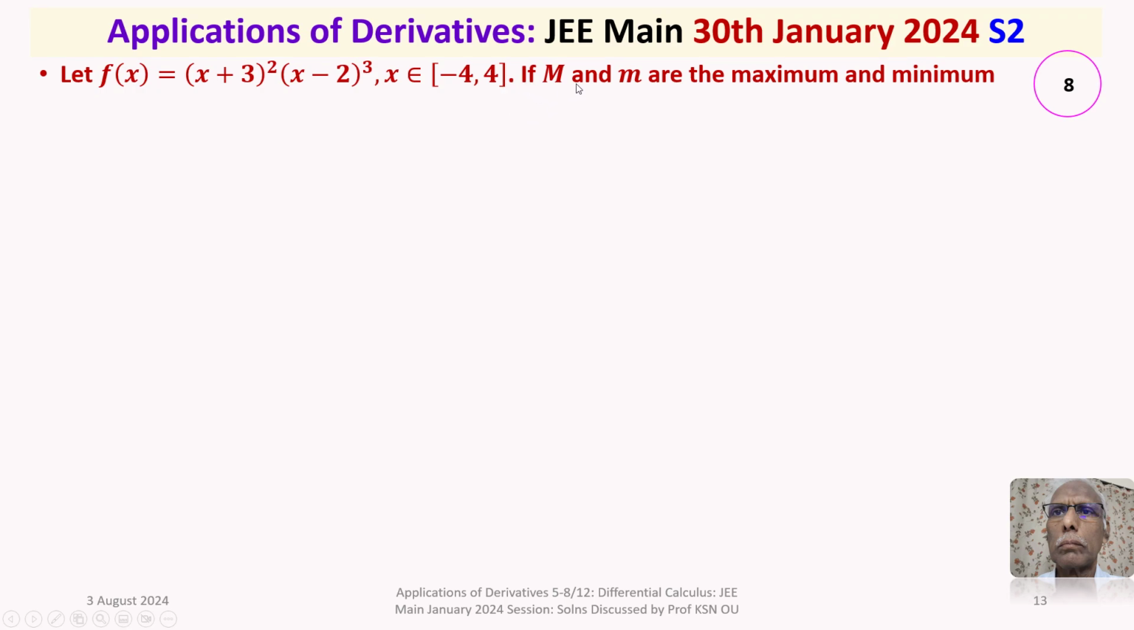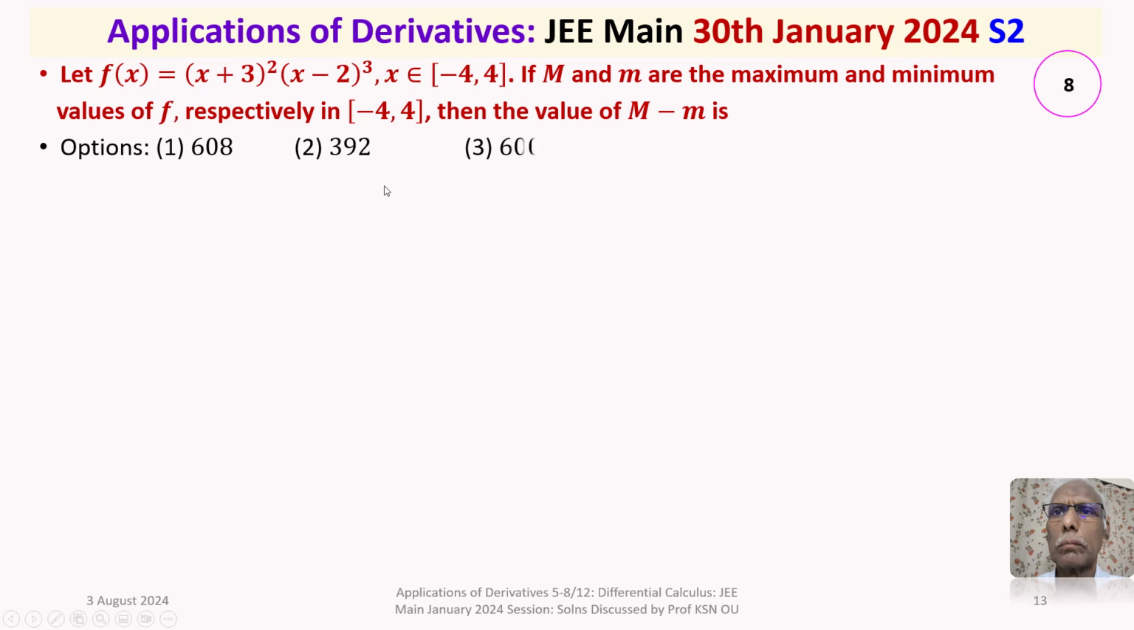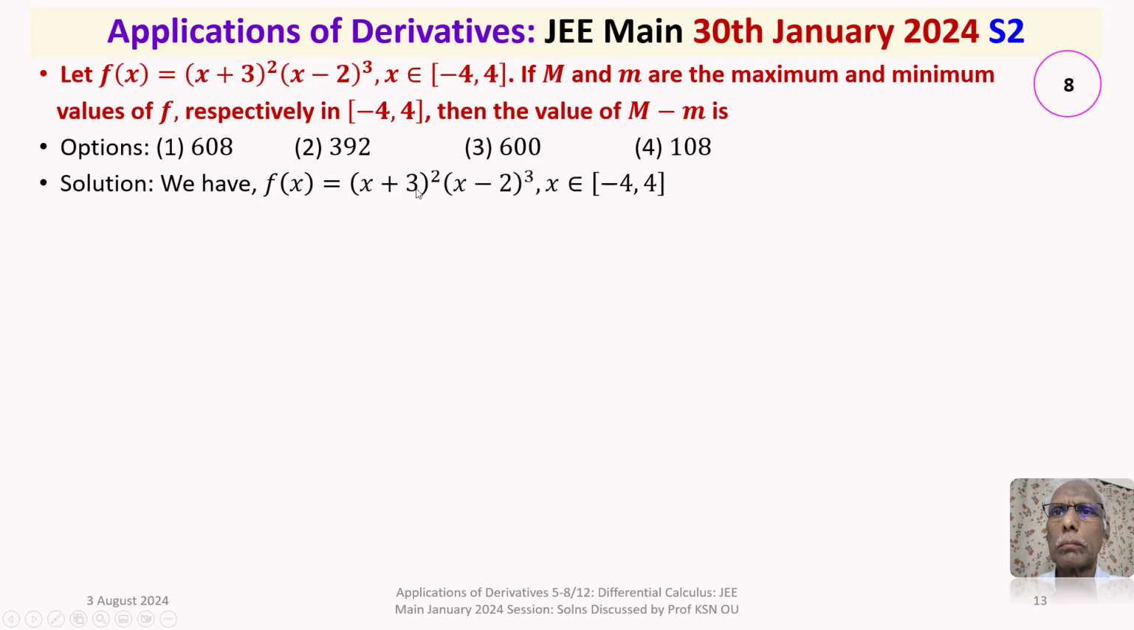If capital M and small m are the maximum and minimum values of f respectively in the closed and bounded interval minus 4 to 4, then the value of M minus m is, we are given 4 options. Let's now discuss the solution of the problem in detail. We have the given function f of x is equal to (x plus 3) whole square into (x minus 2) whole cube, where x belongs to the closed and bounded interval minus 4 to 4.